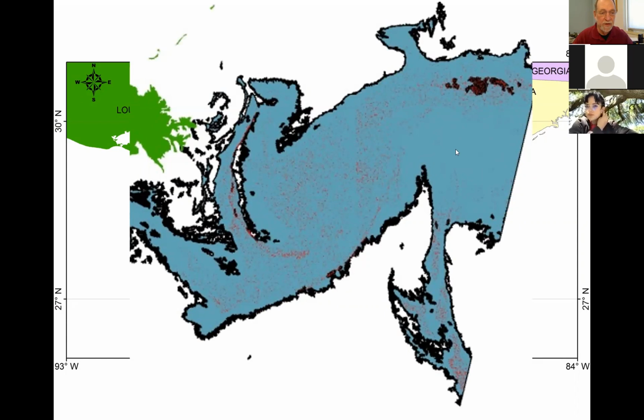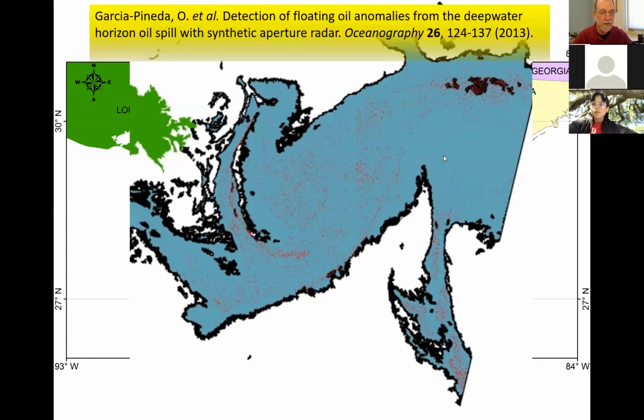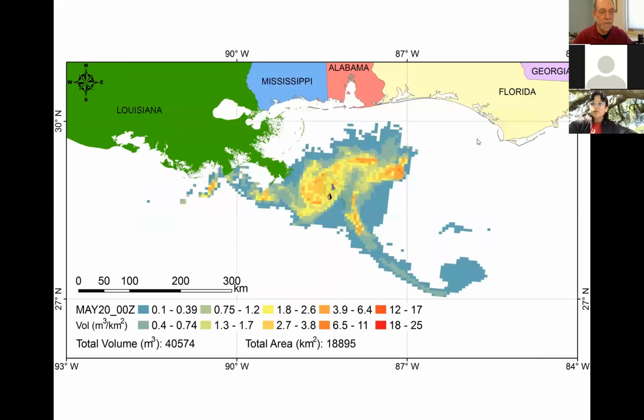So here's the thin oil, here's the thick oil in these layers here, and then we can come up with an estimate of what the total oil spill would have been over that whole area. And so that was the approach after about 2 years of work that we ended up taking.